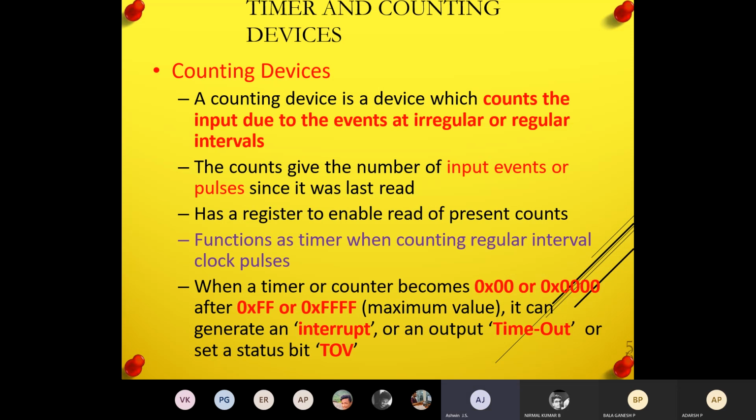Here they have given a counting device. Like I said, a counting device is nothing but it counts the number of clock pulses. The clock pulses can be regular or irregular. So here I am talking about the counting device. A counting device is a device which counts the input due to the event at irregular or regular intervals.